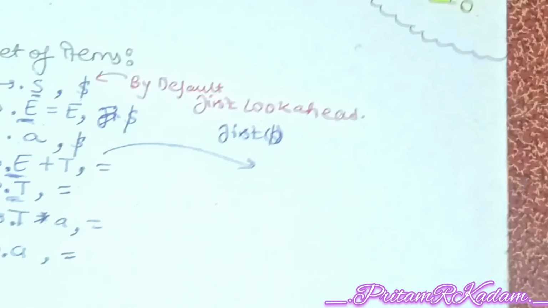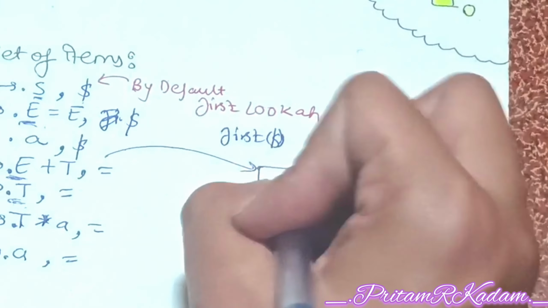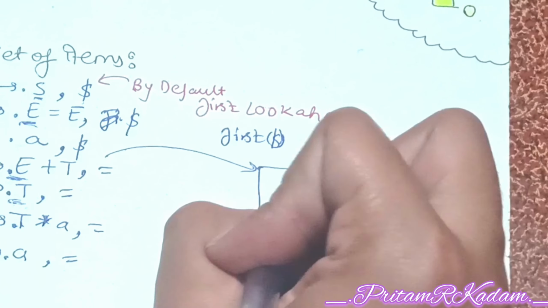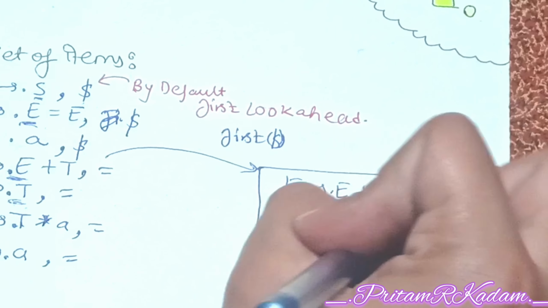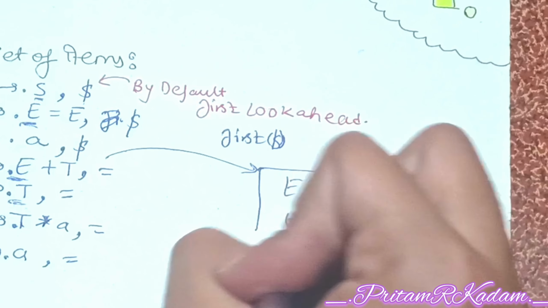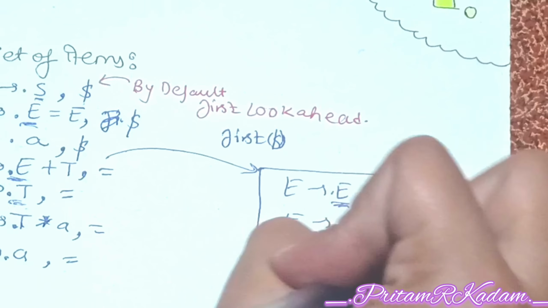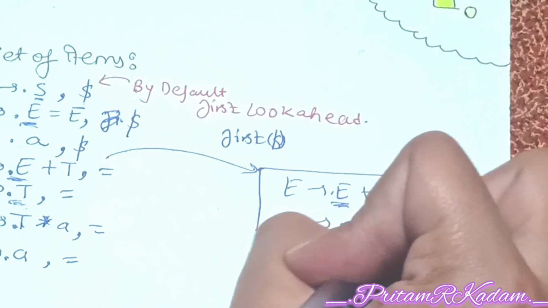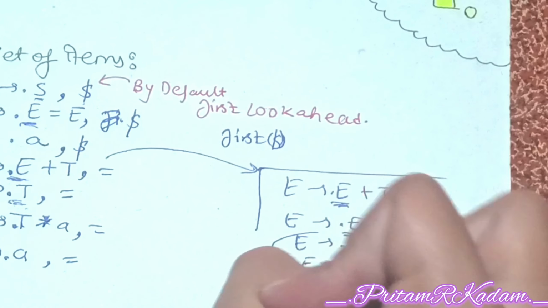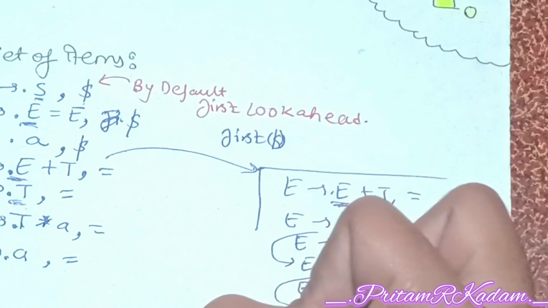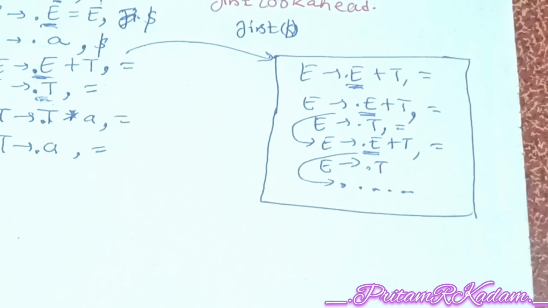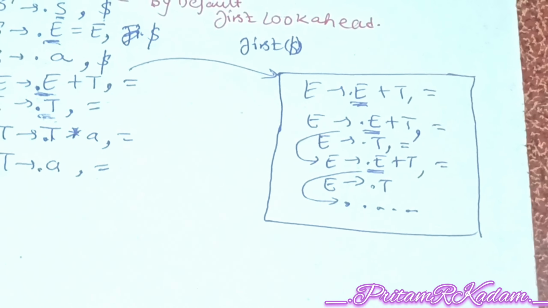So now let me explain it over here. If we write it again and again, how will it look? E gives dot E plus T, comma, look ahead as equals to, then we will write it again. E gives dot E plus T with look ahead equals to, then again, then again, then again. So to resolve this issue, we will write the look ahead of the next element of that looping non-terminal.